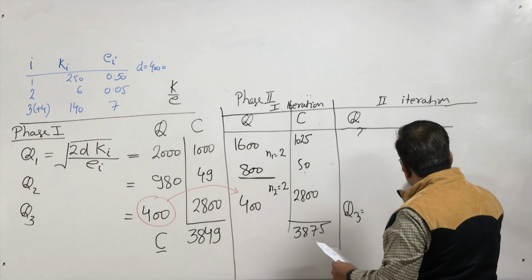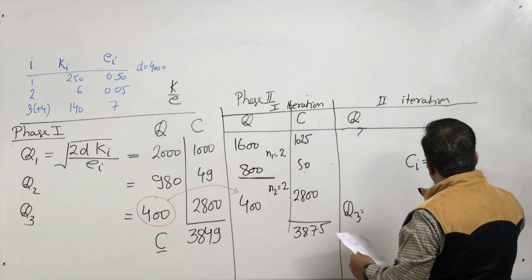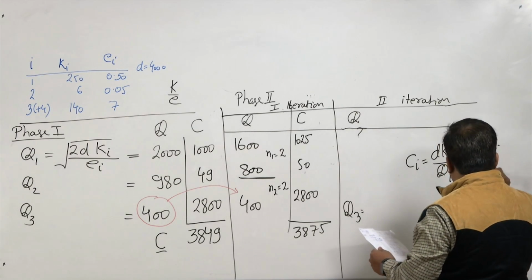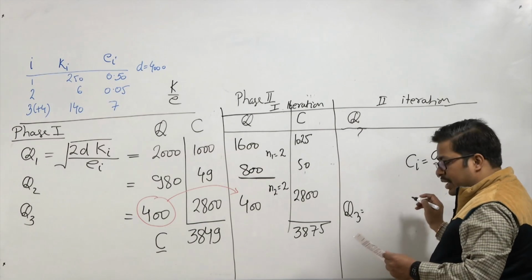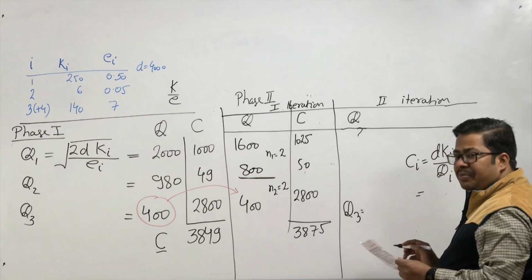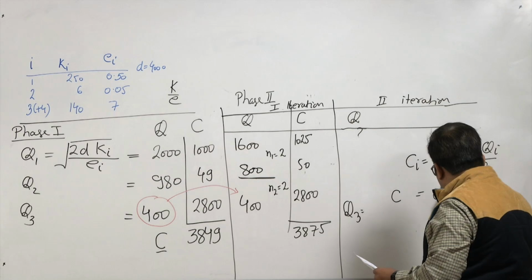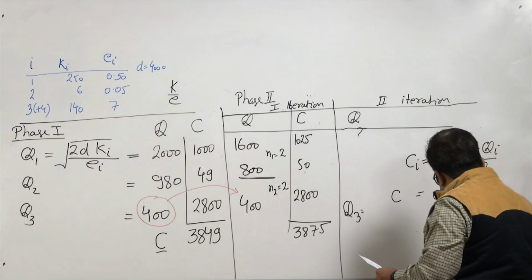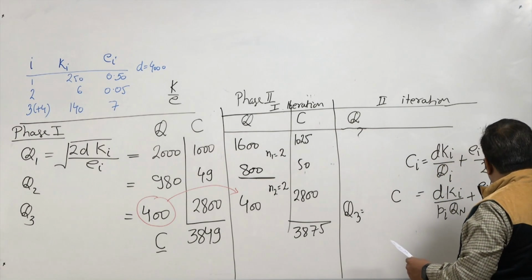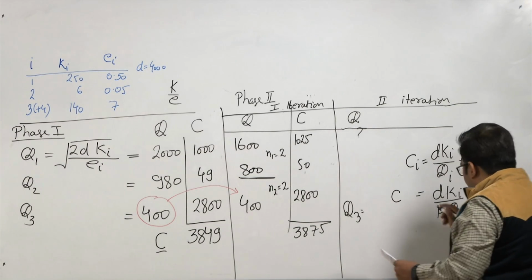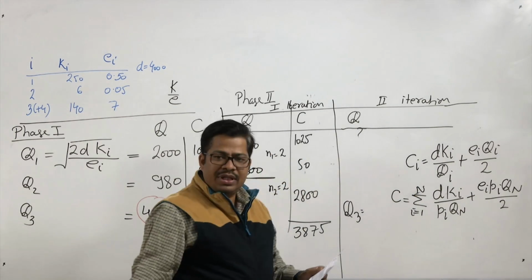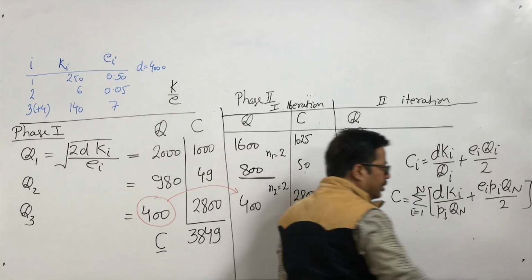Since you have the initial values of N1 and N2, you can see that our total cost of inventory CI, which we initially represented as DIQI upon QI plus EIQI by 2, can be changed in light of QN and PI, the concept we just discussed. This becomes the total cost of inventory, D KI upon PI QN plus this QI can also be written in terms of PI QN by 2, and you need to do sigma for I equals 1 to n. So, this is your total cost of inventory.